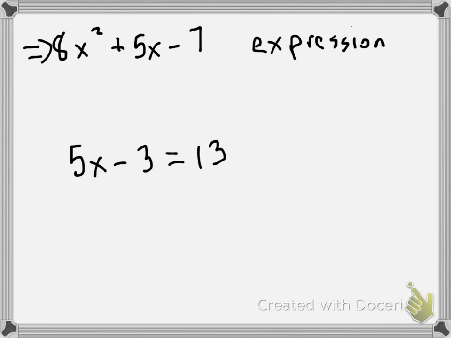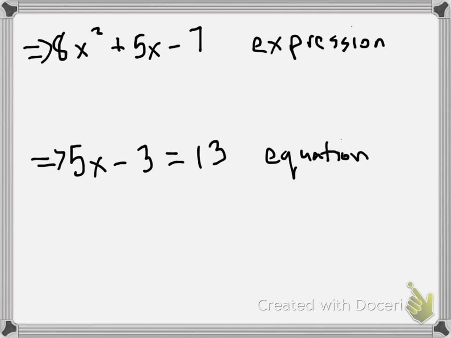The second statement down here, 5x minus 3 equals 13, is an equation, and we can recognize that very easily because it's got that equal sign in the middle of it. It's an expression that's equal to another expression. That's how we form an equation.